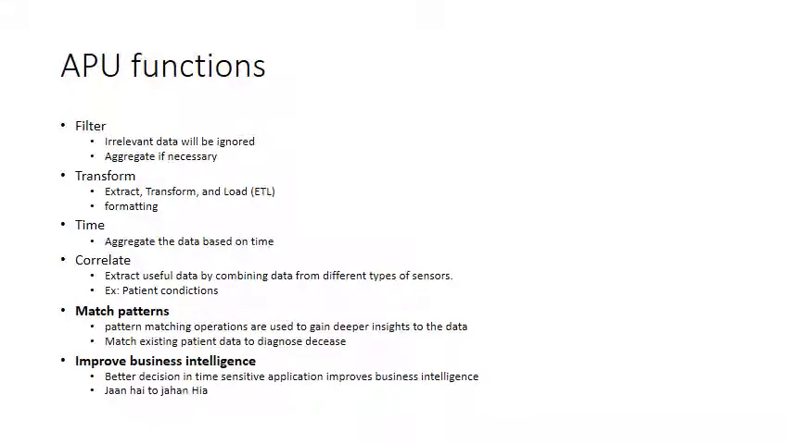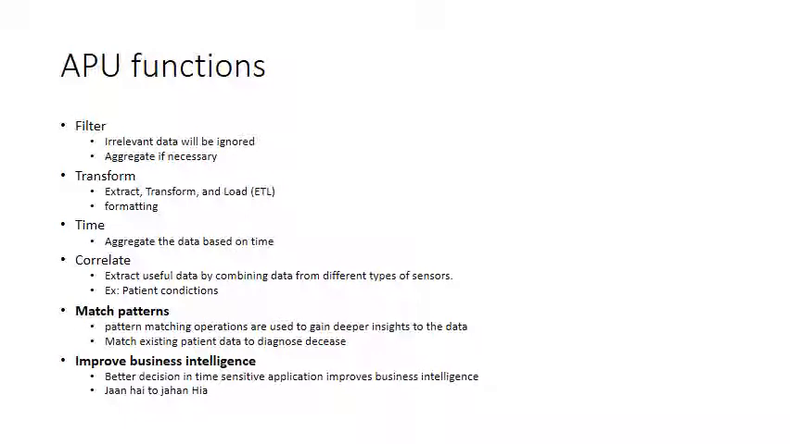Now what are the analytical processing unit functions? As we saw on the first slide, first I have to collect the data. So data collection is the input part. After collecting data, I need to remove the unwanted data, and if possible aggregate the data in a summarized way or in a short form.